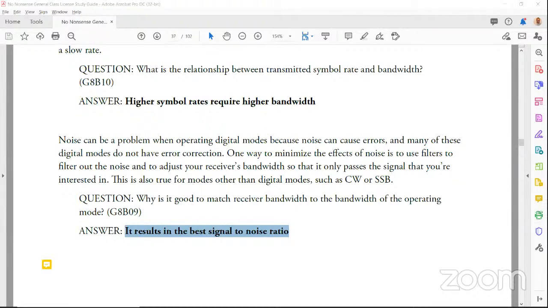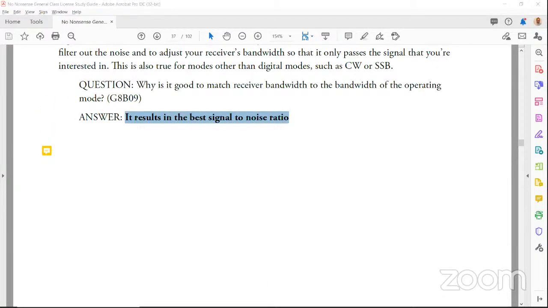Okay, so someone is asking what page we are on. Presently on the No Nonsense Guide, we are on page 34. Okay. So we now go back to our slide deck.